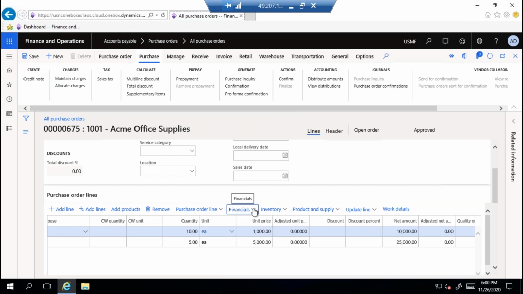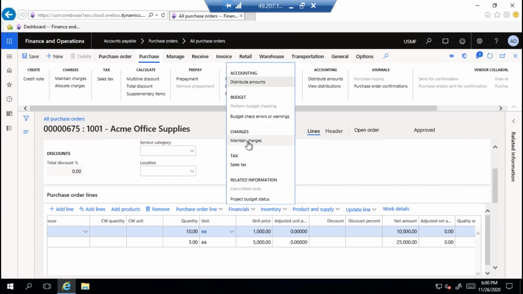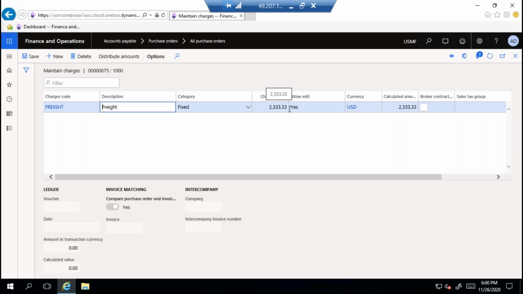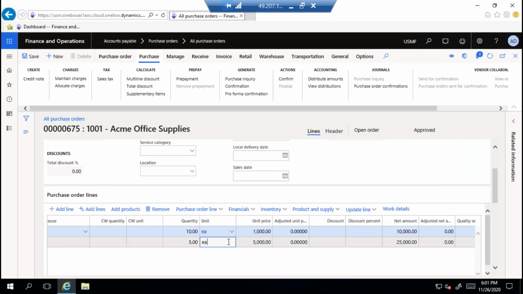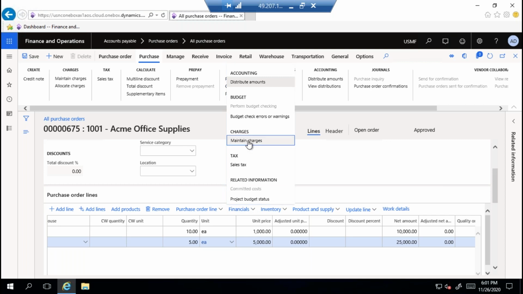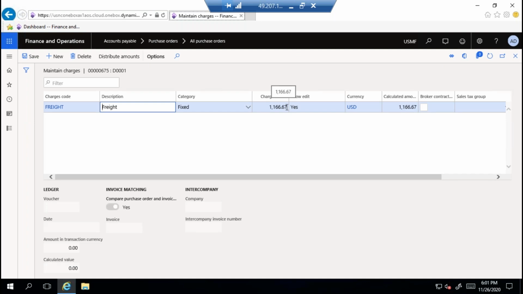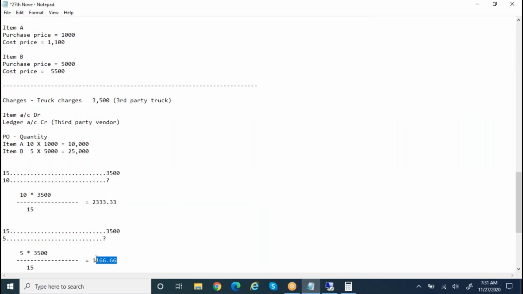Now verify the lines. The first line has more quantity, so more amount should be allocated here. Look at this one, 2,333.33. And for the second line, if you verify, it is 1,166.67. It is 1,166.66 actually, but rounding to .67, the same amount. This is the quantity based method.